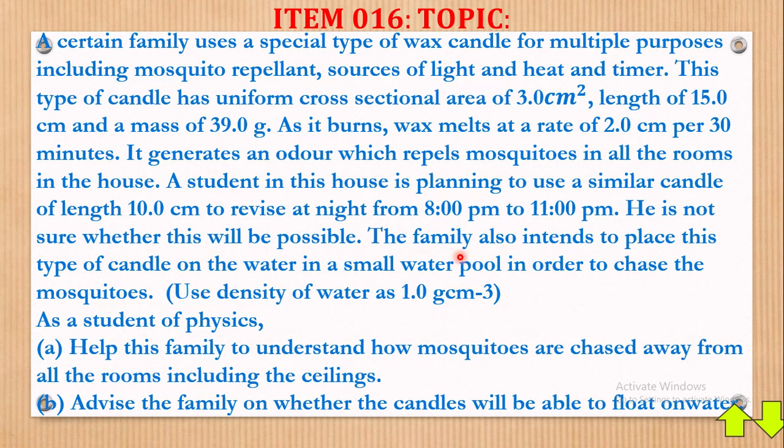The family also intends to place this type of candle on the water in a small water pool in order to chase the mosquito. The density of water is the same as 1 gram per centimeter cubed. Part A, as a student of physics, help this family to understand how the mosquitoes are chased away from all rooms, including the ceiling. How are the mosquitoes chased away? Part B, advise the family on whether the candle will be able to float on water.